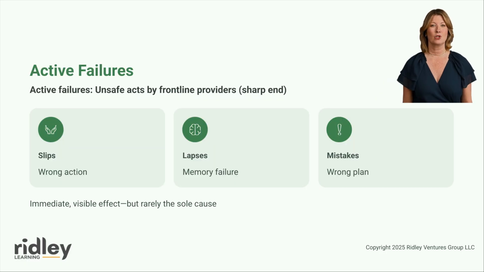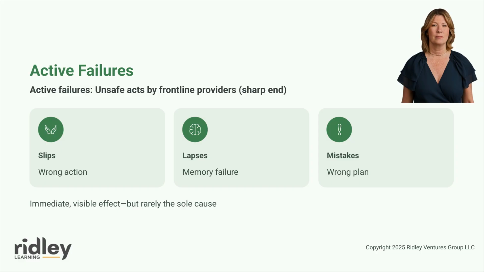Active failures, also called active errors, are the unsafe acts committed by people who are in direct contact with the patient or the system, the frontline providers at the sharp end of care delivery. Active failures take a variety of forms, including slips, which are actions not carried out as intended, like pushing the wrong button, lapses, which are memory failures, like forgetting a step in a sequence, and mistakes, which are forming a wrong plan, often due to inadequate knowledge or misinterpretation of information.